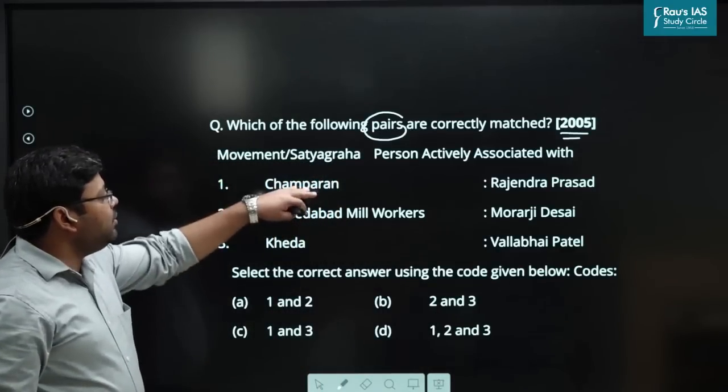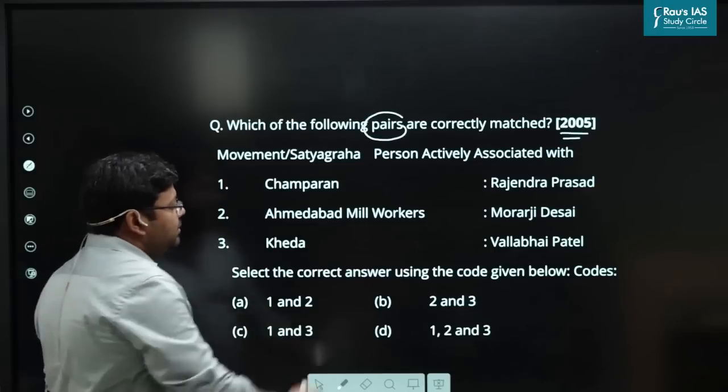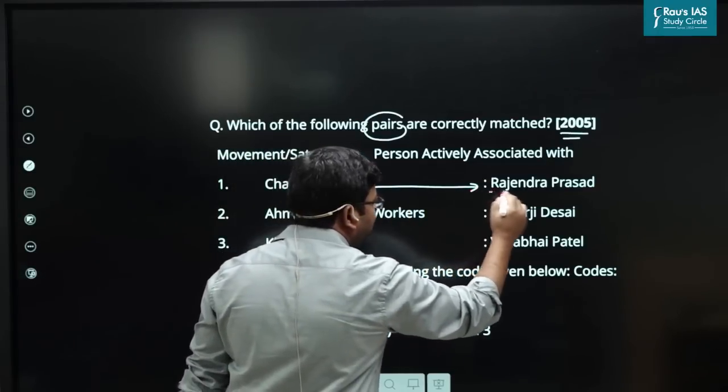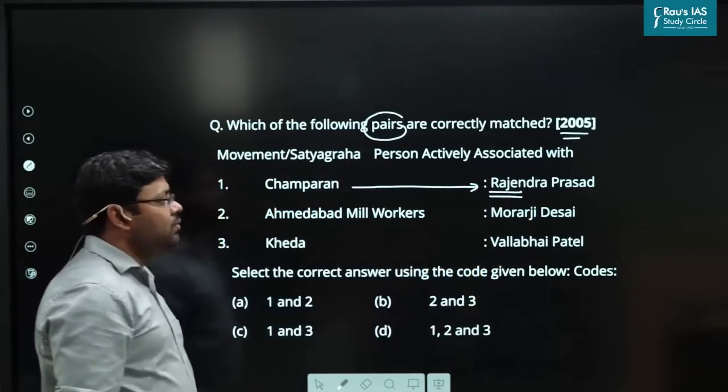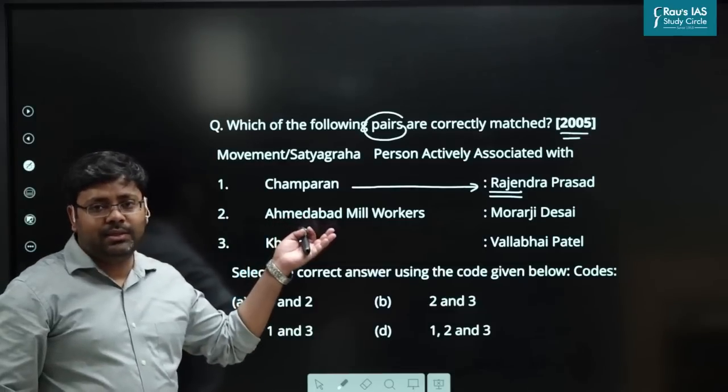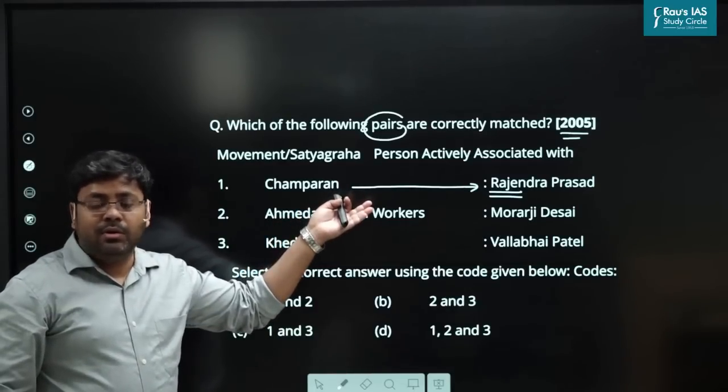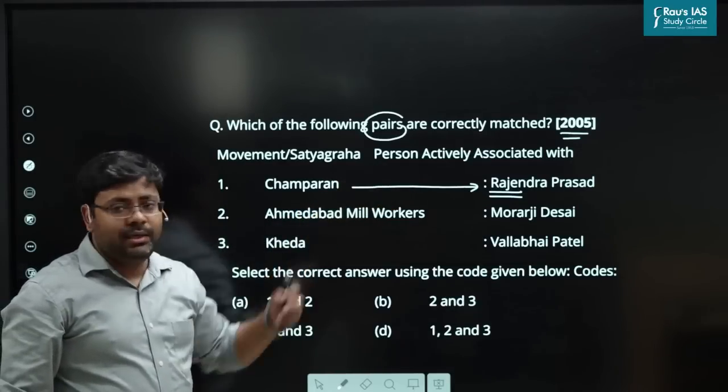See, when you talk about Champaran Satyagraha, just now we have seen that Dr. Rajendra Prasad was one of the colleagues of Gandhiji. And from this time onward, he would become a big Gandhian leader.